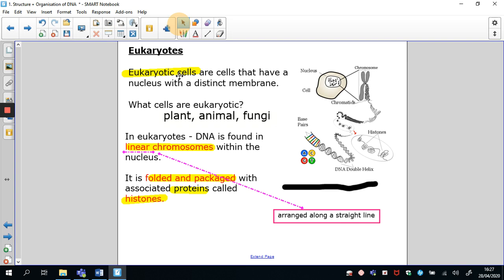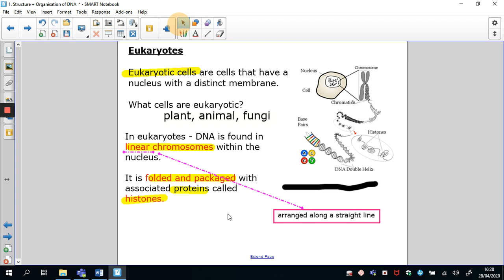Okay. So eukaryotic cells are plant cells, animal cells, fungal cells. They have a nucleus, and that's where you find their DNA within chromosomes. And these chromosomes are linear. They have a start and an end. They're just a line. Okay, so you can see where the word line comes from.